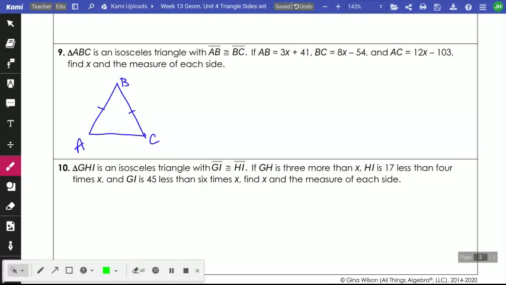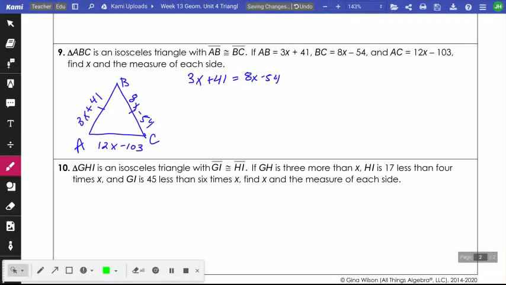All right, and AB is 3x plus 41. BC is 8x minus 54. And AC is 12x minus 103. Okay. So we will set the two equal sides equal to each other. So unlike the equilateral, you don't get to pick and choose. I have to set 3x plus 41 equal to 8x minus 54.